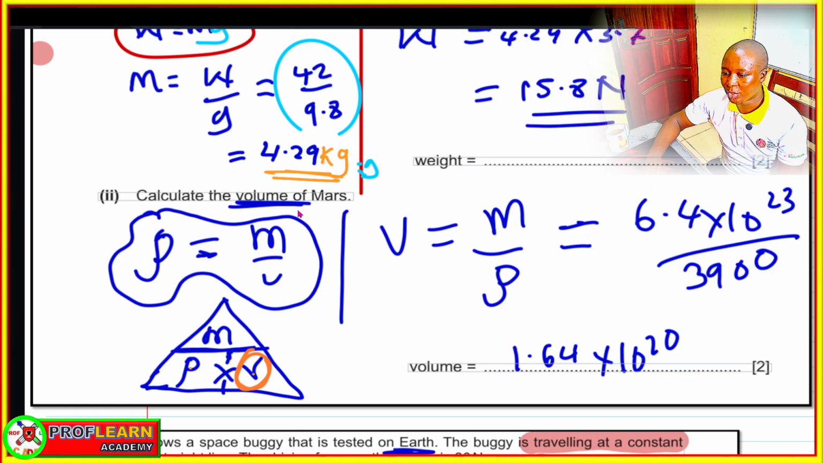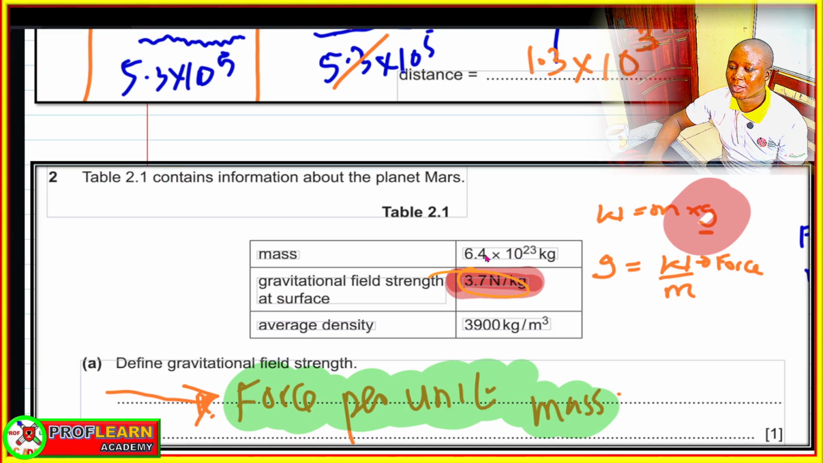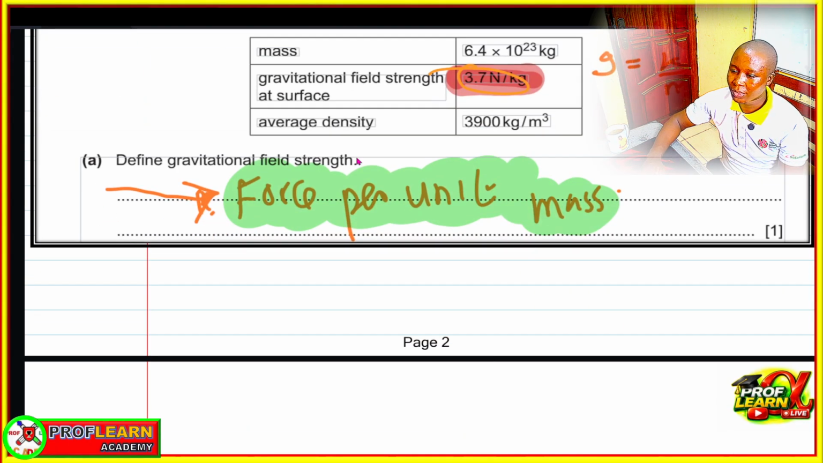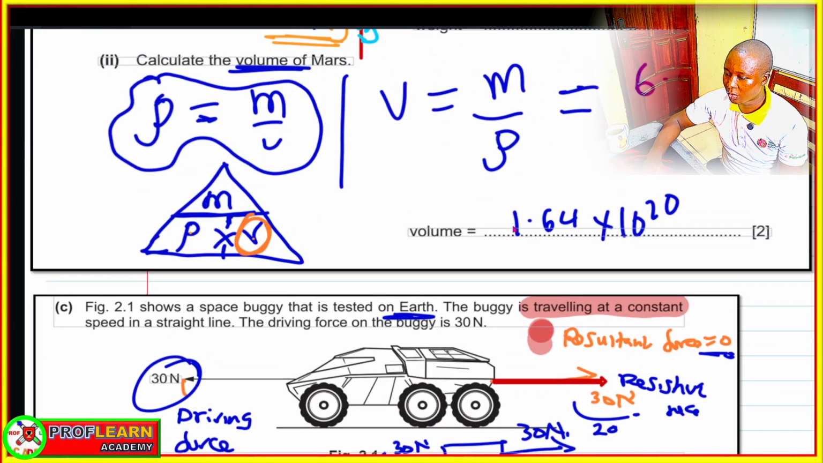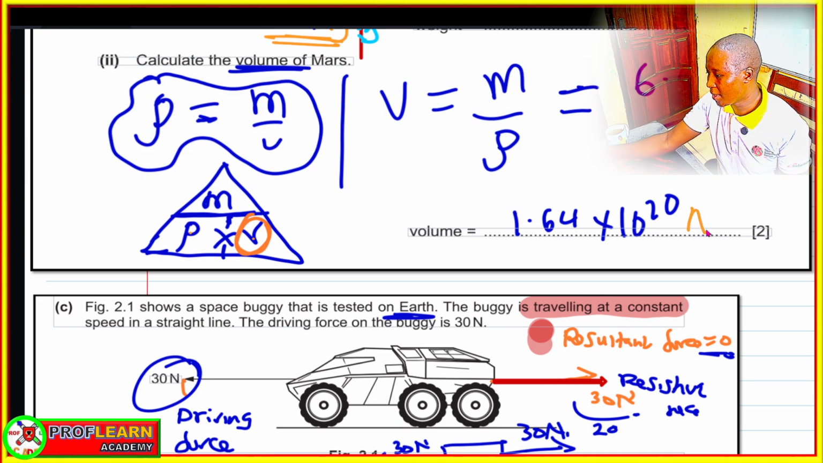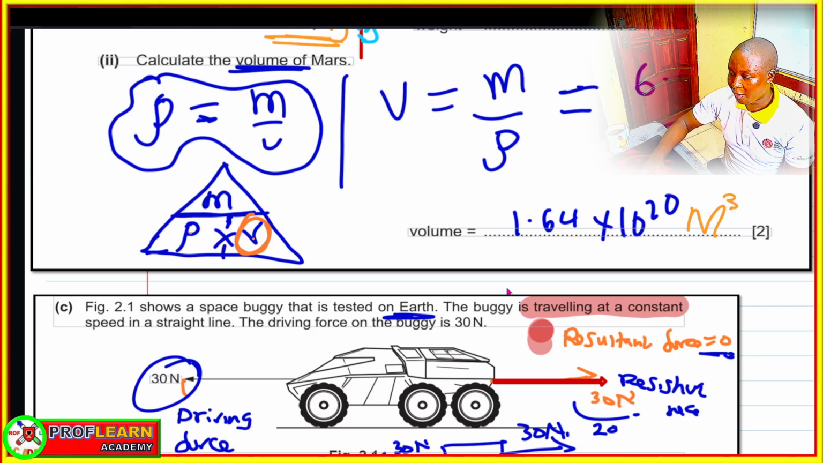So, which means that this question is asking the volume of Mars. We are going to check what was the mass of planet Mars, 6.4 times 10 to the power 23. What was the average density of planet Mars? Was 3900. Then we are supposed to say mass over density, and that becomes 1.64 times 10 raised to power 20, and this is going to be the units, meter cubed.